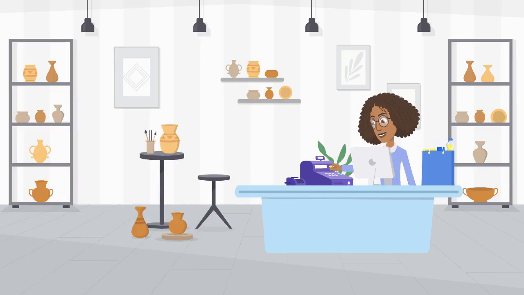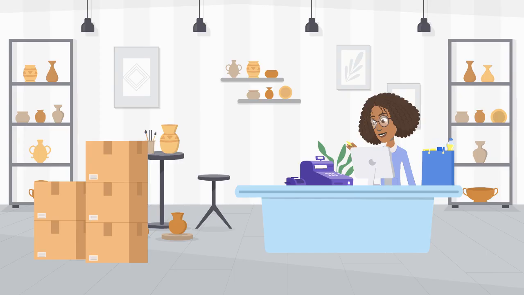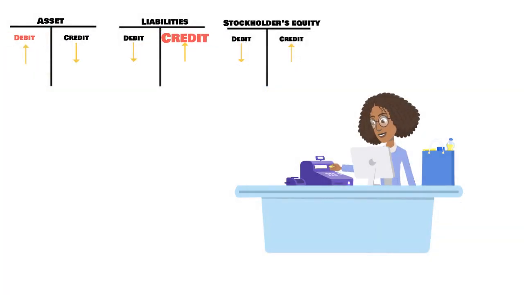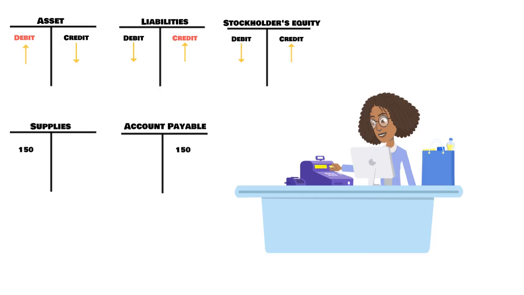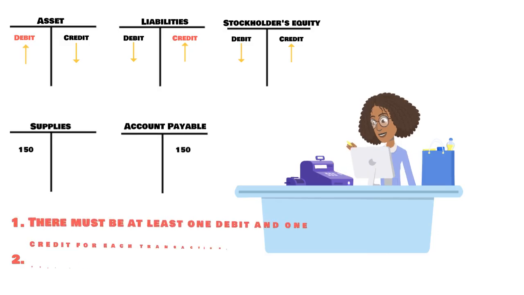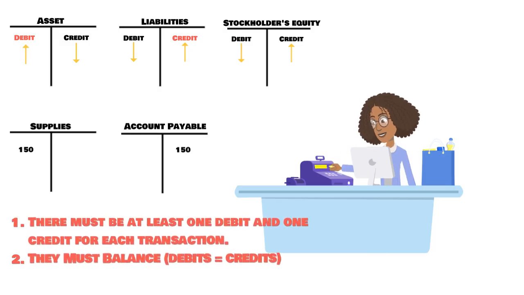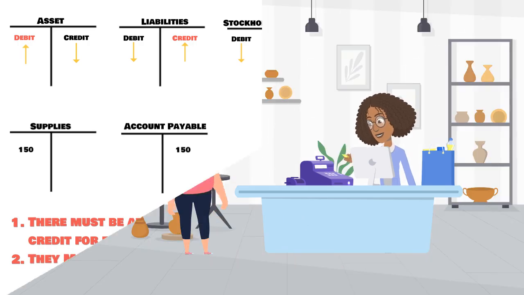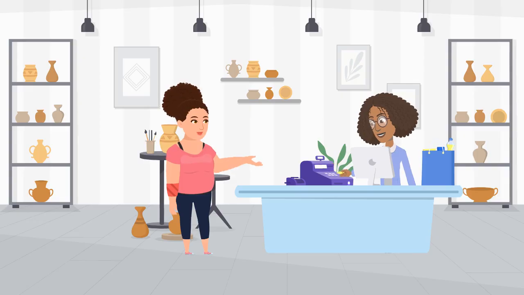This is Janice, who runs a pottery store. Looks like a shipment came in. We need to record those supplies in her books. Her journal entry would be a debit to the asset of supplies and a credit to accounts payable. So the first rule applies with at least two transactions. The second rule is that the debits must equal the credits. Great job on the first transaction. Let's move on to the next one.